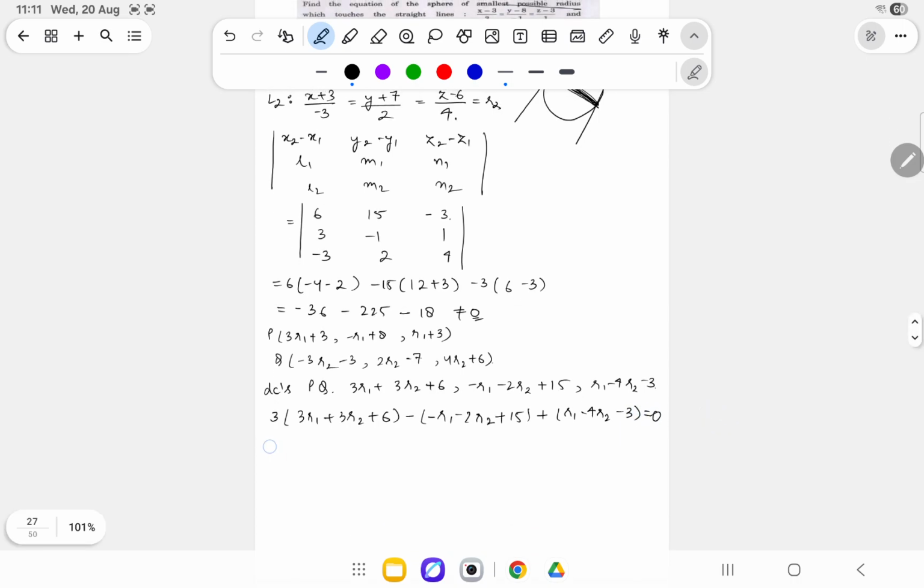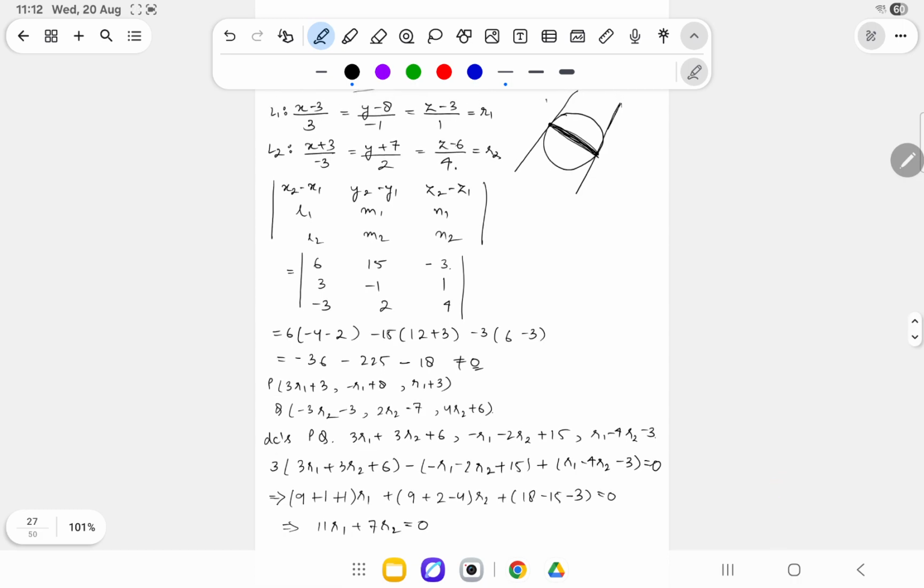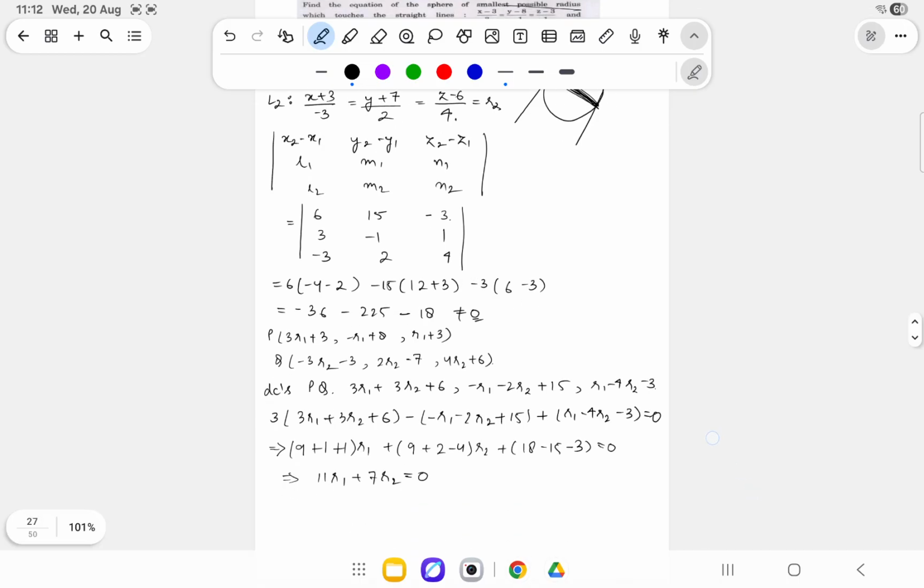And if I simplify it, I will get 3 into 3 is 9 plus 1 plus 1 r1 plus 9 plus 2 minus 4 r2 plus 6 into 3 is 18 minus 15 minus 3 equals to 0, which is basically 11 r1 plus 7 r2 equals to 0. Similarly, this direction, any line with direction cosines proportional to PQ will be perpendicular to line L2 as well.